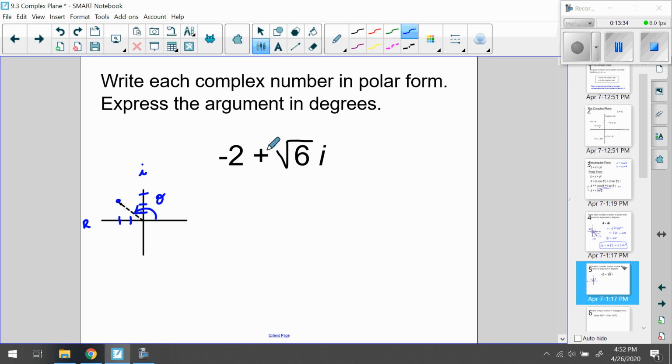So for the r value, I'll just use the Pythagorean theorem again. So keep in mind, if I complete this triangle here, we know that this is -2 units, and this one is root 6. And so I'm going to go -2 squared plus root 6 squared. And so that gives me 4 plus 6, so root 10 is going to be my r value.